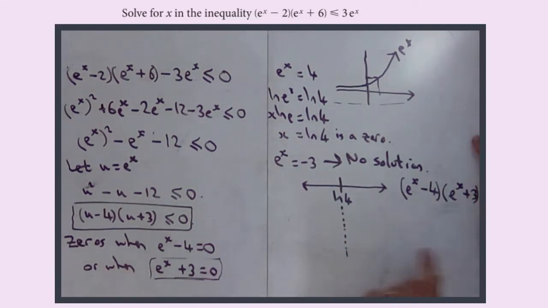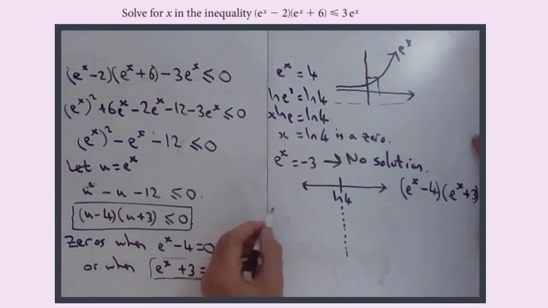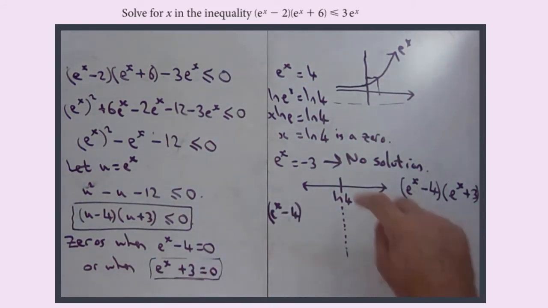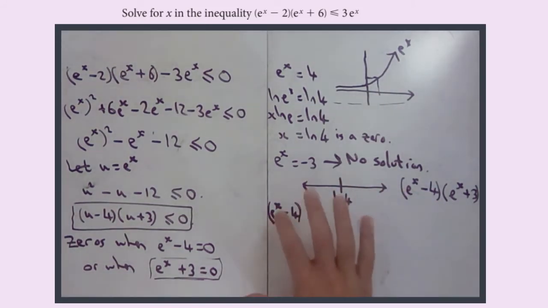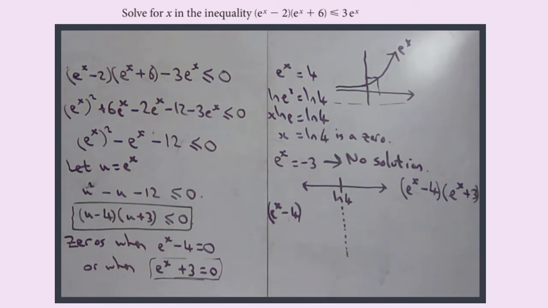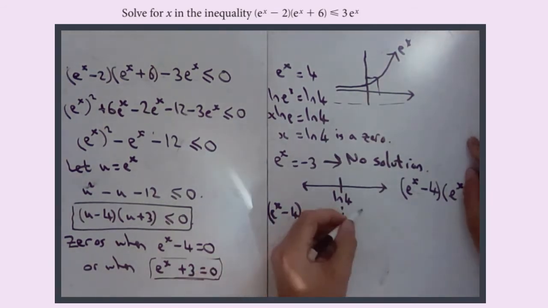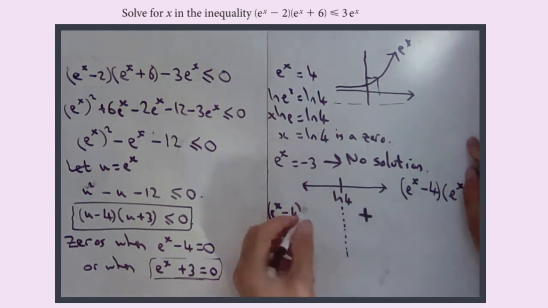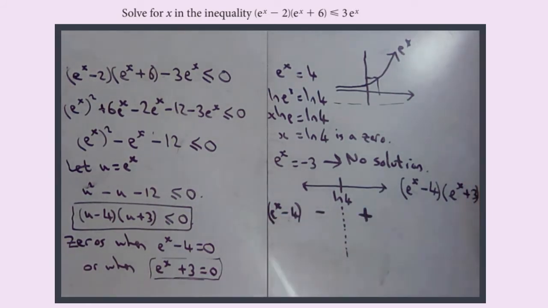So if we consider the values of these either side of ln4, we take the first factor, e to the x minus 4. Well, when x is ln4, e to the ln4 will be 4, the power you raise e to get 4. So this would be 4 minus 4 equals 0. If x is anything more than ln4, then e to the x is going to be greater than 4. So this is going to be positive when x is greater than ln4, and negative when x is less.